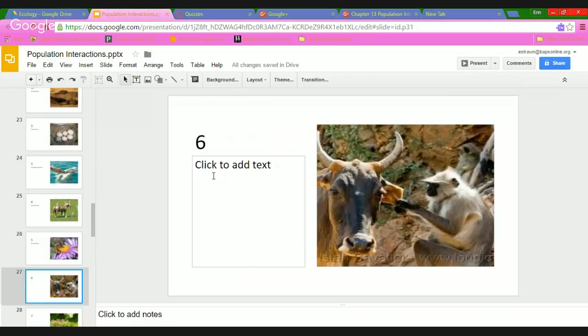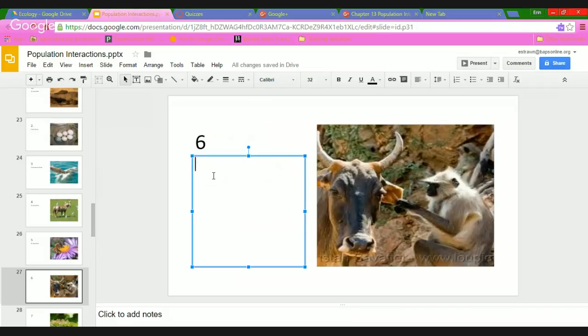Okay, so here we have a monkey cleaning a cow. What do you think this relationship is? Go ahead and pause it and type it in. If you said mutualism, you're correct. The cow gets cleaned and the monkey gets to eat.